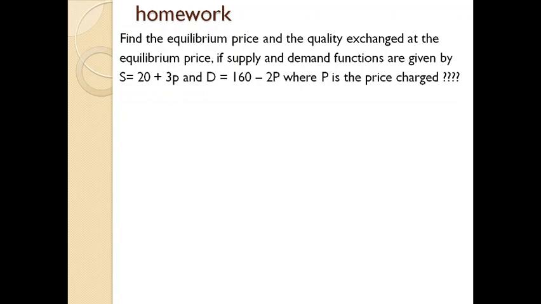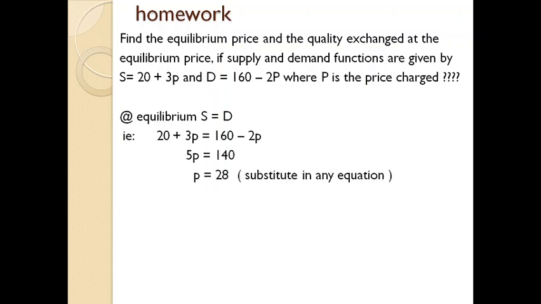Okay, for solving this problem, we should have some basics about economics, particularly the equilibrium. You know that at equilibrium price, the demand and supply will be the same or equal. So on that basis, at equilibrium, supply and demand are equal. In the question we got supply is 20 plus 3p and D equal 160 minus 2p. Just equate S and D. Then you will get 5p equal to 140, where p equal to 28. Now substitute that value of p in either of the equations, that depends on you. Then you will get S equal to 104.